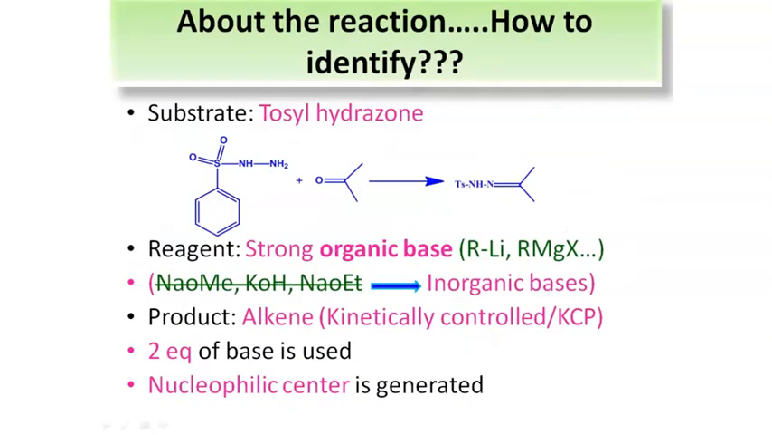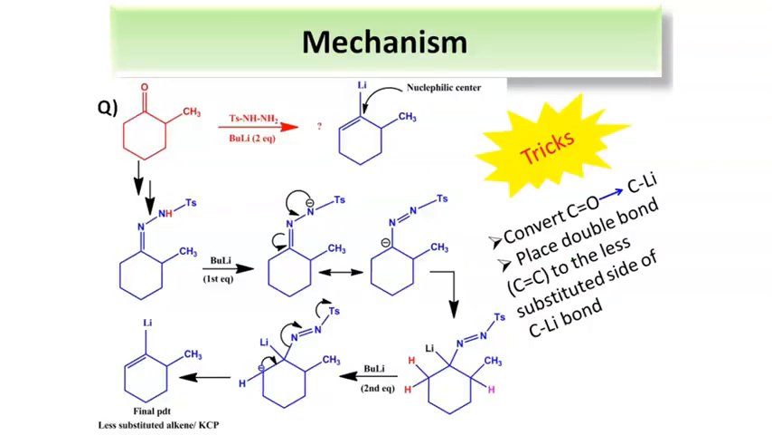Now let me explain the mechanism of the Shapiro reaction. So see, a keto group is there, tosyl hydrazine is there, and 2 equivalents of base, 2 equivalents of butyl lithium, are there. So these hints are sufficient to identify that this is nothing but the Shapiro reaction. So what will happen first? At first, tosyl hydrazone formation will take place. So this is the tosyl hydrazone.